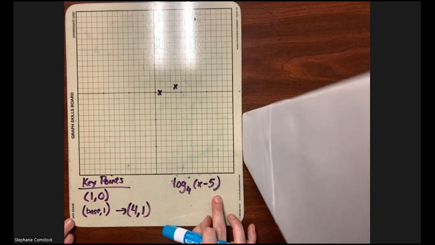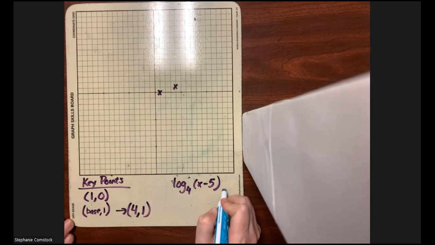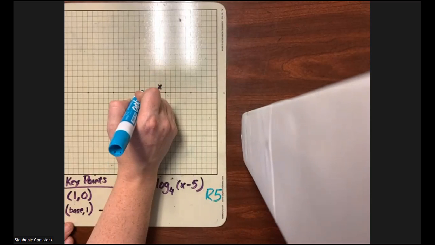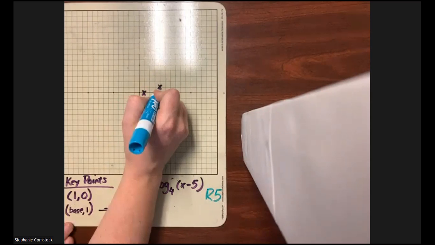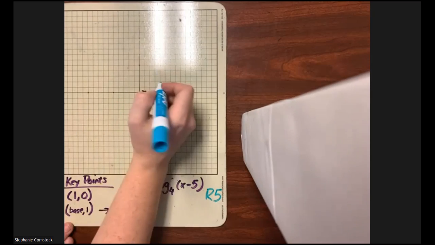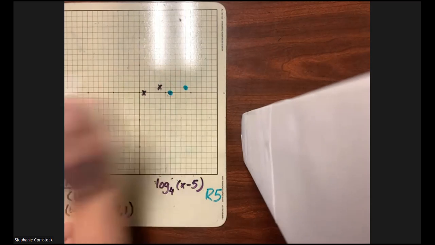Okay, so now let's talk about movement for this. I'm inside my set of parentheses, so that means I'm right and left. It's going to do the opposite of what I think. So minus, I normally think this way. It's actually going to go that way. So this is going to be right 5. So I'm going to come up here and I'm going to move right 5. 1, 2, 3, 4, 5. So the blue dot is going to be one that I use. 1, 2, 3, 4, 5.